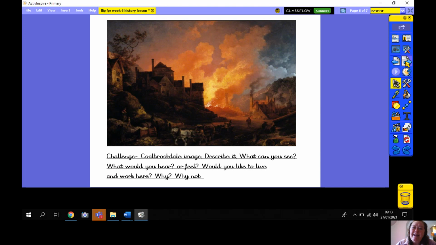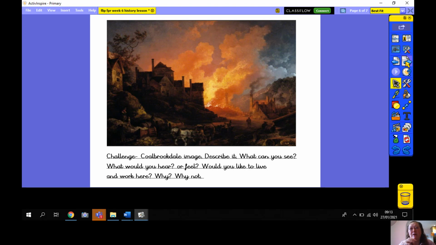I'd like to say, what can you see? What can you see here? What would you hear if you were in this landscape? What would you feel? Would you feel heat from those furnaces and fires? Would you smell the smoke from the chimneys? And then I want you to think, would you like to live and work here? And if you would, why? And if you wouldn't, why not?